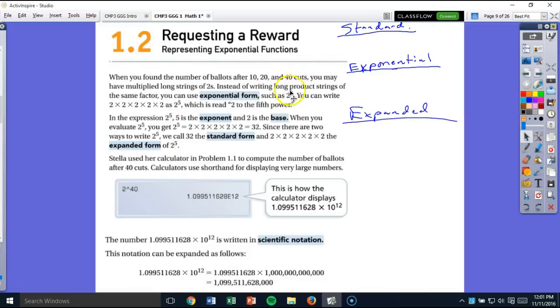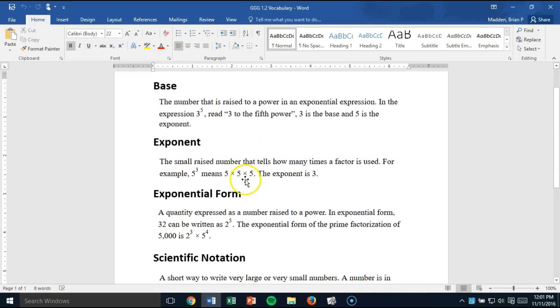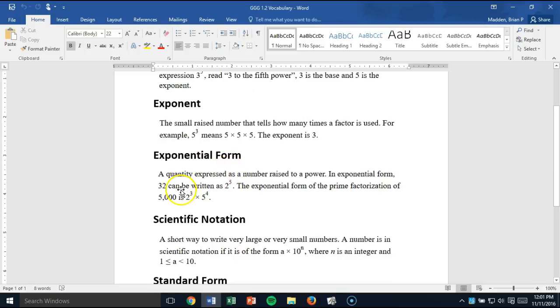Well, instead of writing long product strings of the same factor, like 2 times 2 times 2 times 2 times 2, we can use exponential form. This is one of our vocabulary words today, exponential form, which is a quantity expressed as a number raised to a power. In exponential form, 32 can be written as 2 to the 5th power. When you have the 5 above, that is 2 to the 5th power.